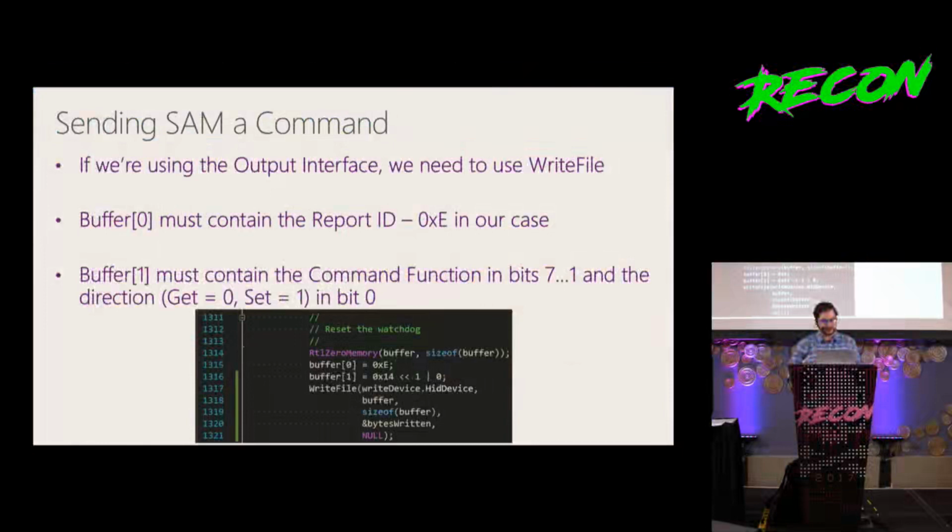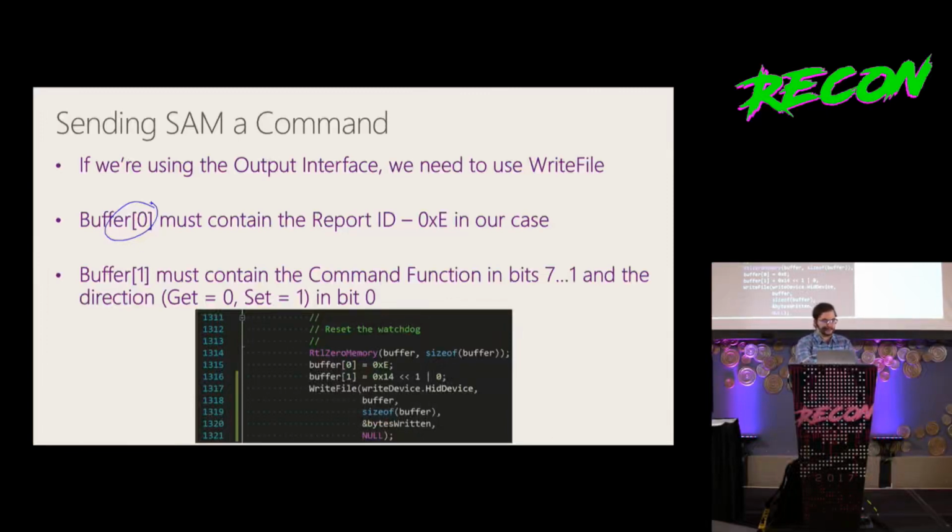So how do we send a command? Well, if you use the output interface, once you have a handle from CreateFile, you call WriteFile. So it's just like writing into a file. And then the first byte you send has to be the report ID. And for SAM, that's report ID 0xE.